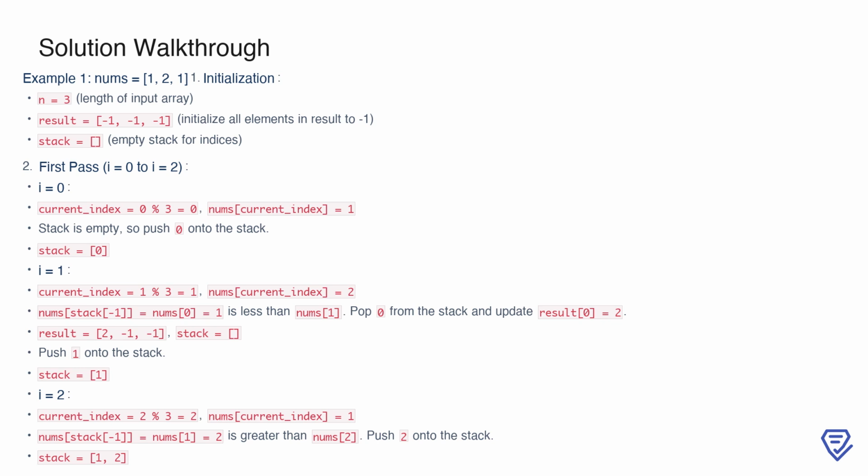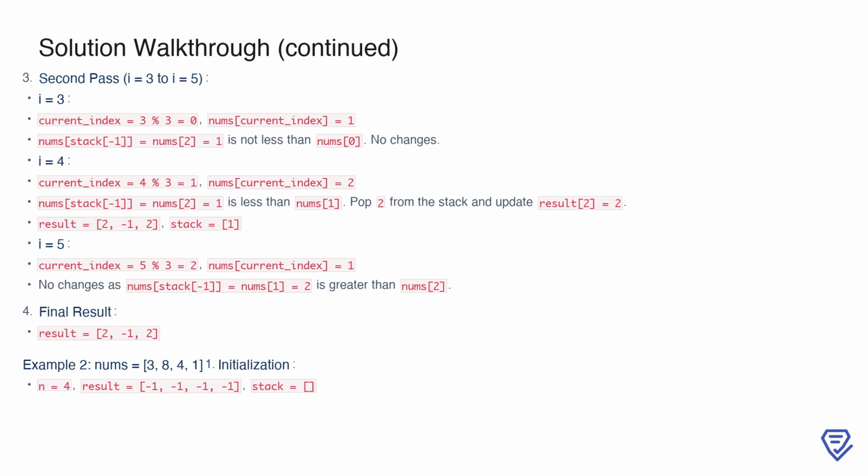Finally, for i equals 2, the current index is 2, and the value is 1. This time, the value at the top of the stack is 2, which is greater than 1, so we push index 2 onto the stack without making any changes to the result. At the end of this pass, the stack contains 1, 2, and the result array is updated to 2, -1, -1. Next, we proceed with the second pass through the array, iterating from i equals 3 to i equals 5.